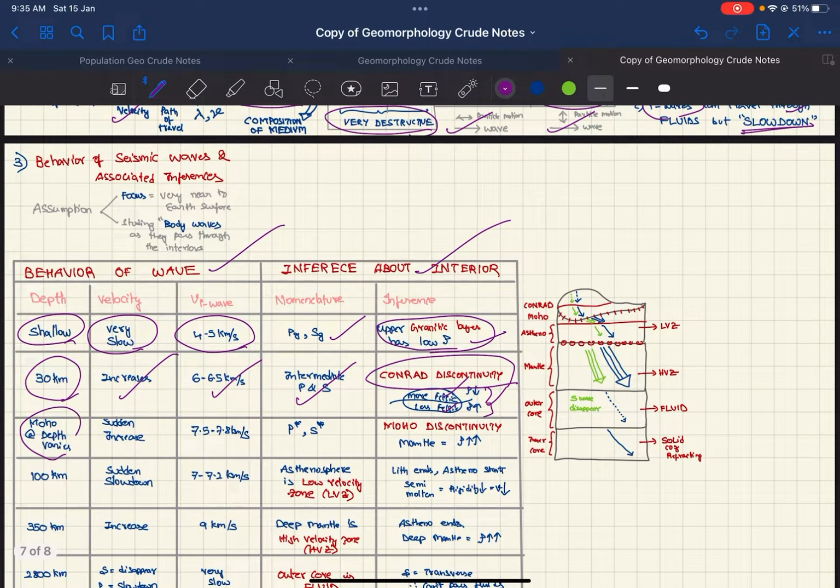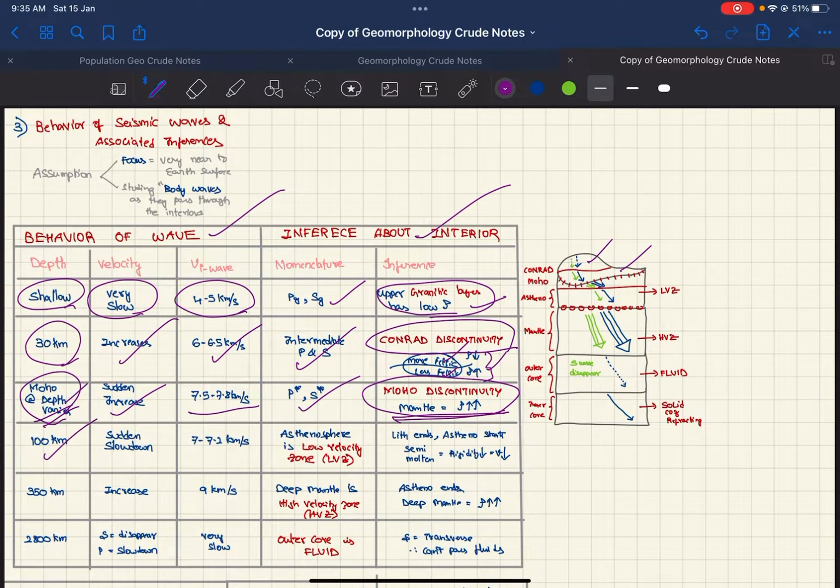At Moho discontinuity, it doesn't have a specific depth because it varies according to the ocean and continental crust. Velocity will suddenly increase to 7.5 to 7.8 kilometers per second. These are called P star and S star waves. There is more discontinuity. Velocity increases because mantle has higher density.